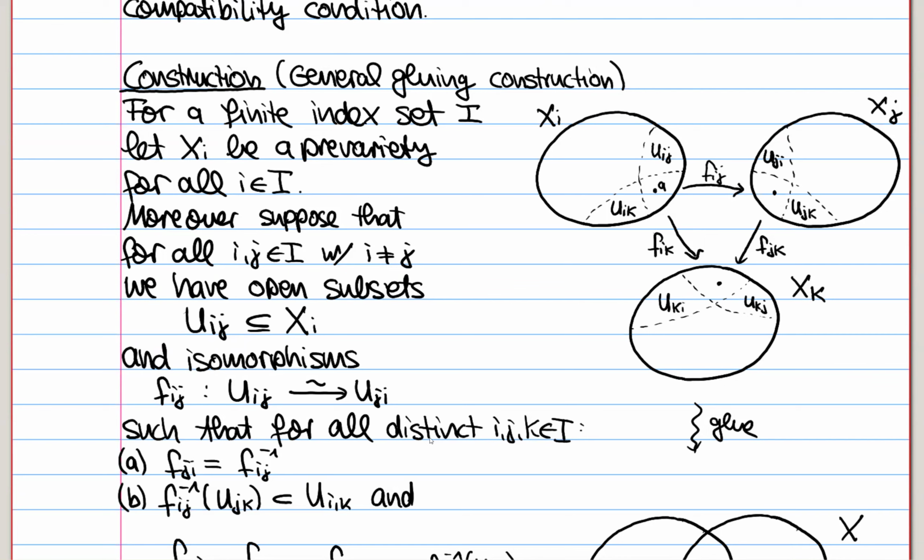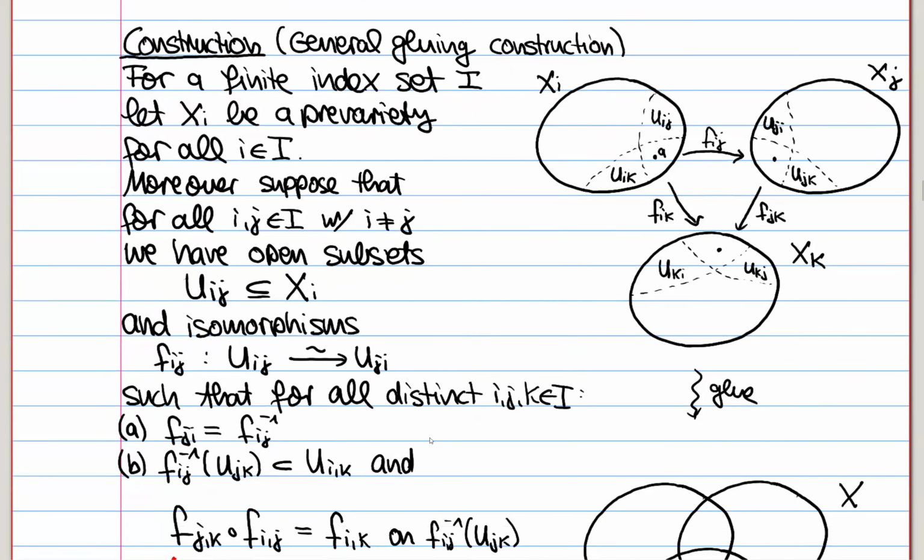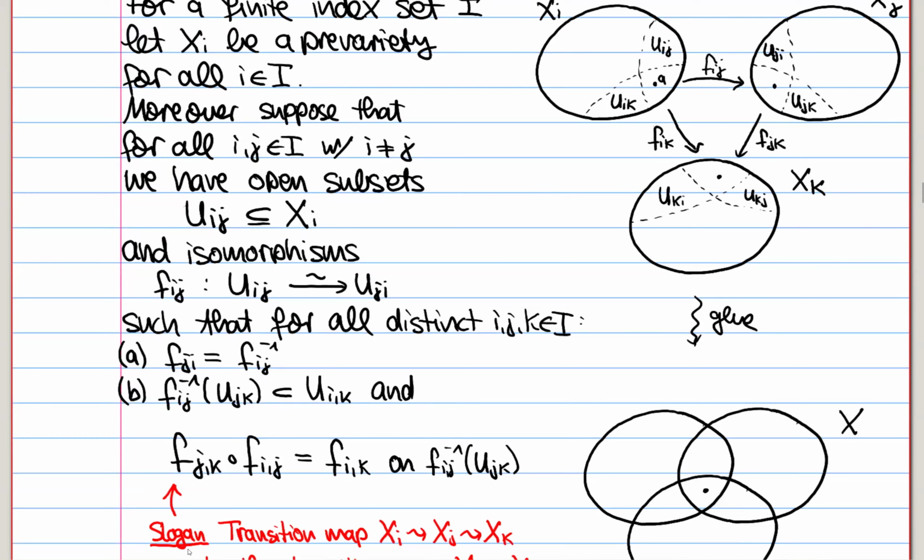And there is a compatibility on triple overlaps, which in formulas is saying, well, on the set where this map is defined, you want that Fij post-composed with Fjk is equal to Fik. And in the picture, this just means if you're here on Xi, and you are at the point where you can go first to here and then to here by these two transition maps, you should arrive at the same point as if you directly take this transition map here.